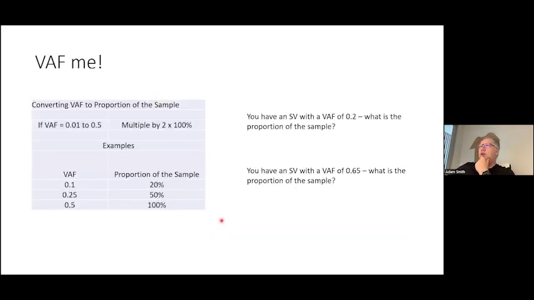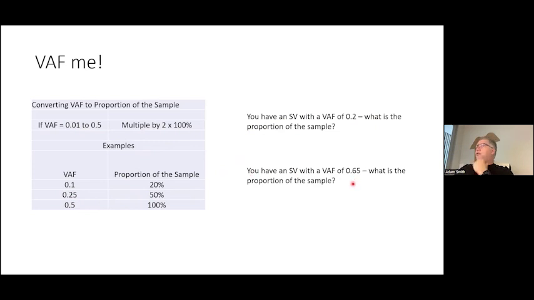And so converting VAF is also relatively straightforward, but there are a couple of things that are interesting to consider. For OGM, we'd usually only be reporting down to 0.05, but essentially anything between 0.01 and 0.5, you just multiply by 2 to get your proportion of the sample. So if your VAF is 0.1, it's in 20% of the sample. If your VAF is 0.25, it's in 50%. And if your VAF is 0.5, it's in 100%. So again, that's a fairly simple calculation.